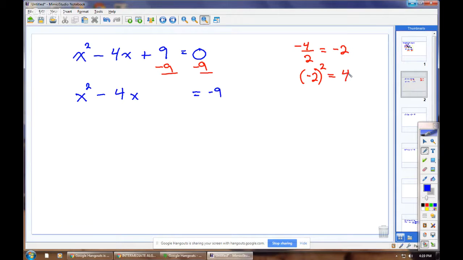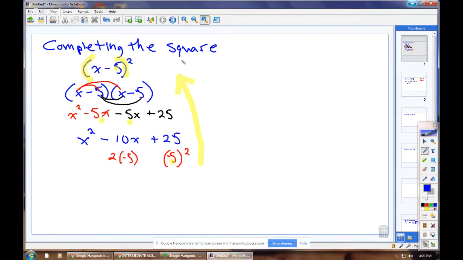In this case, I want a 4 on this side. That's the magic number that makes this a perfect square. Now I can't just add 4 on one side of the equation, I have to add 4 on the other side of the equation. So next thing I note is that I've created a perfect square. X minus 2 in parentheses squared, if you multiply that by itself, you'll get x squared minus 4x plus 4. So that's, again, this procedure in reverse.